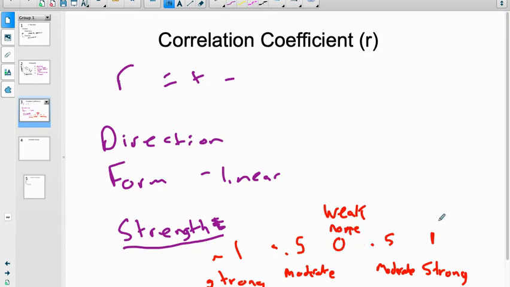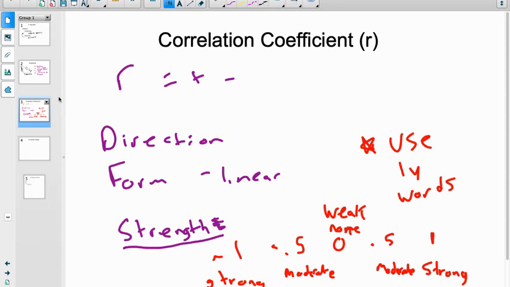So if you're really, really strong, be close to 1 or -1. The closer you get to 0, the weaker the correlation gets, whether you're going from -1 to 0 or from 1 down to 0. And then whenever you're describing it, use LY words. Moderately strong, fairly strong, something like that. So using those LY words for when it's in between is good.